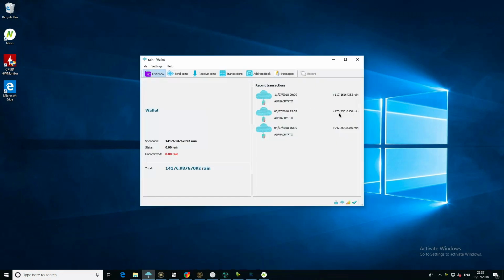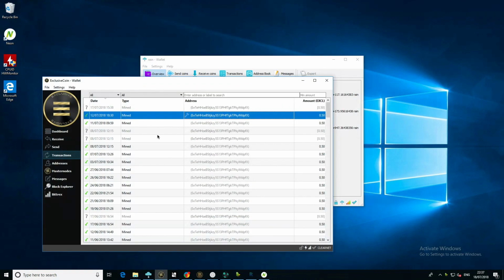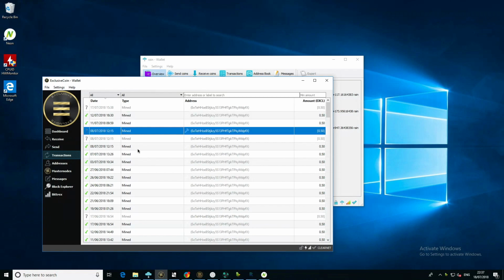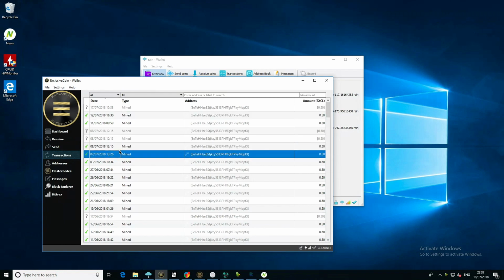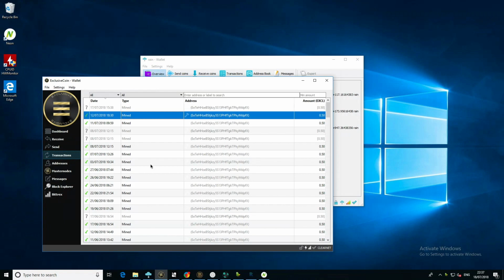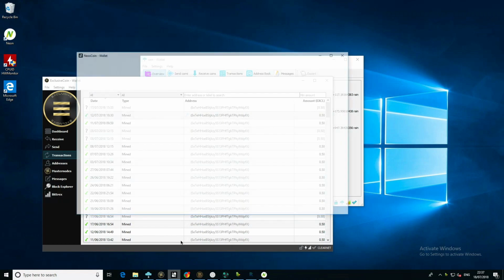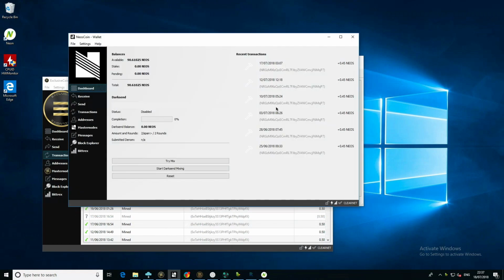So we have two stakes, one for 173.95 and another one for 117.16. It's quite nice. And Exclusive coin we've got, so 1, 2, 3, 4, that gives us a total of 2 exclusive coins. Neo's coin, we've had 3 stakes here, so it's quite nice. Is that everything?